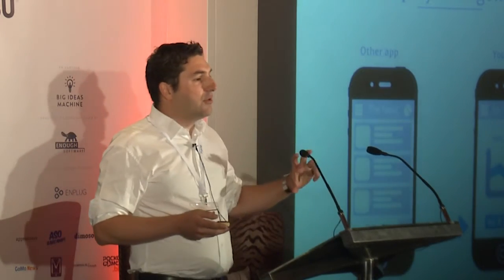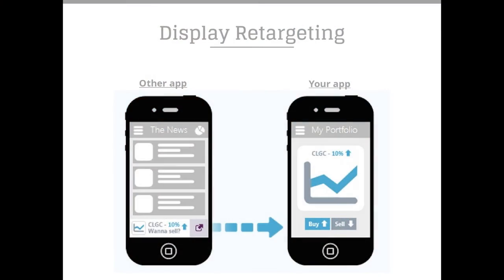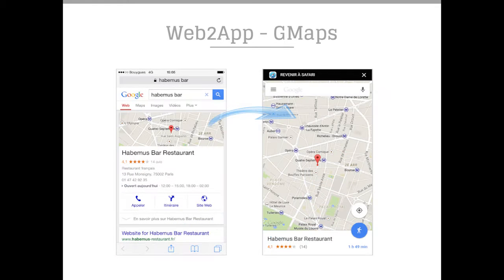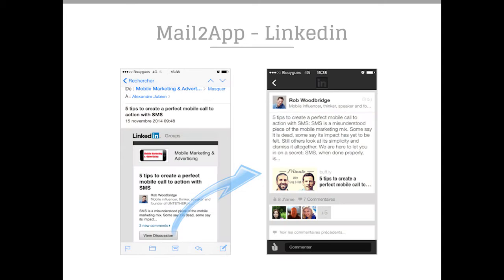It's trending currently because it's an essential component of display retargeting. You can't do retargeting without deep linking. But you can also do mobile web to application, just like Google does with Gmaps, and also mail to app. This is an essential part. If you have a newsletter, you really can put links into your newsletter that will open your app directly for people that have it installed. That's really powerful.